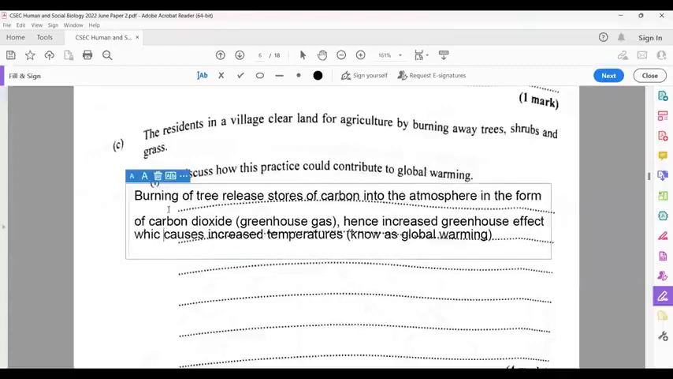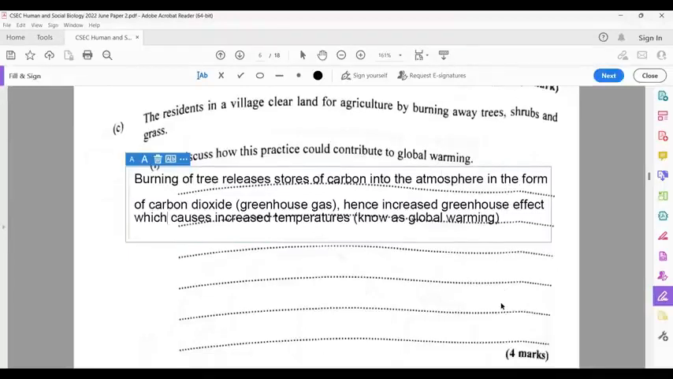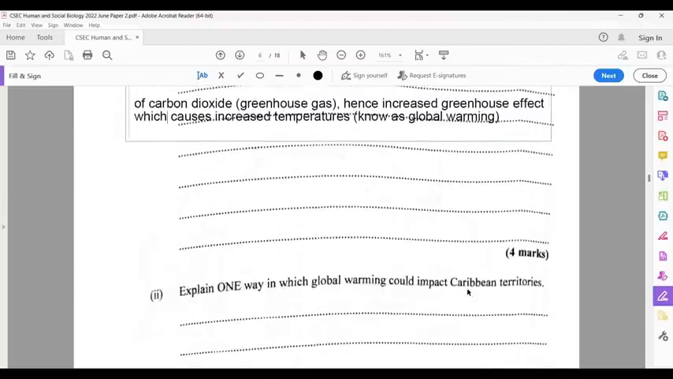Right, so this is what we chose to put. Burning of trees releases stores of carbon into the atmosphere in the form of carbon dioxide, which is a greenhouse gas. So that contributes to the greenhouse effect, which increases. With the greenhouse effect increasing, temperatures increase, which you know is called global warming. Hence we arrive at the contribution to global warming.